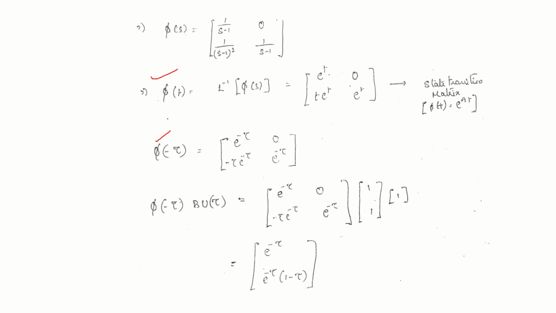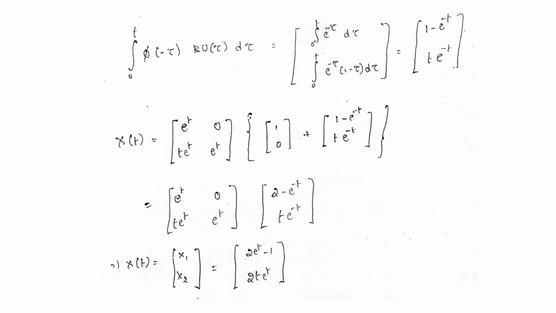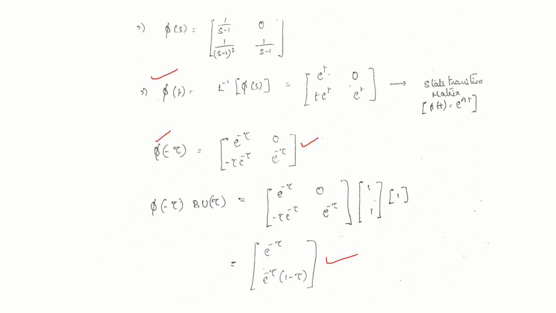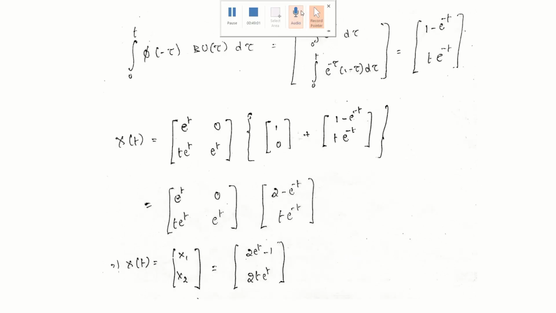Phi of minus tau means wherever t is there, you replace it with minus tau. Phi(minus tau) B u(tau). Okay, this you take. If you multiply, you'll get this. So Phi(minus tau) B u(tau) d tau, that I have to write. This you have got. Now integrate this part. Also integrate, you will get this.